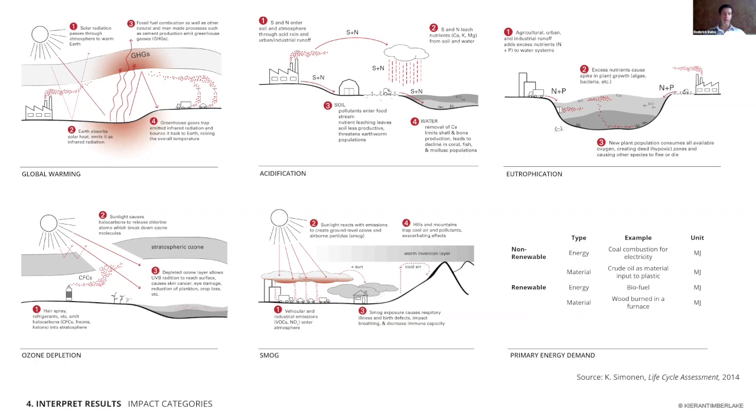Eutrophication, this is where you have a large nutrient, say nitrogen and phosphorus input, particularly to water bodies. So if you're, say, down in some of those Gulf states and you see these large algae blooms, that's a result of eutrophication. Then you have ozone depletion.